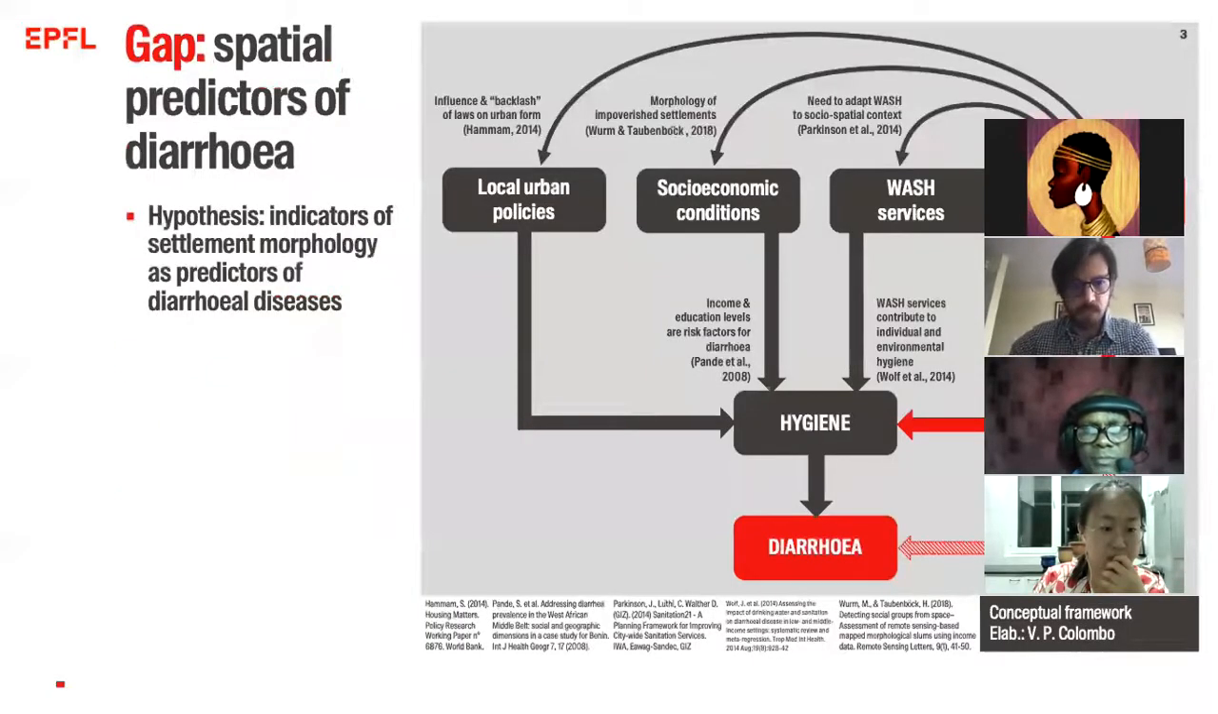Many studies have shown the impacts that water, sanitation, and socioeconomic indicators have on hygiene, and therefore on the risk of diarrhea. However, little is known about eventual connections between settlement morphology and diarrhea. In fact, while different studies show how urban morphology can be related to predictors of diarrhea, there is still a lack of research on whether landscape metrics and urban form could consist per se in predictors of diarrhea.